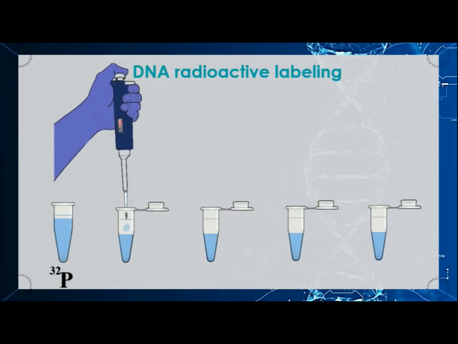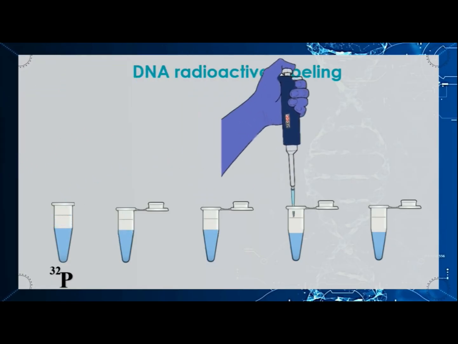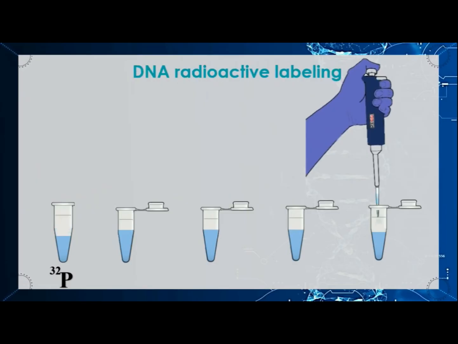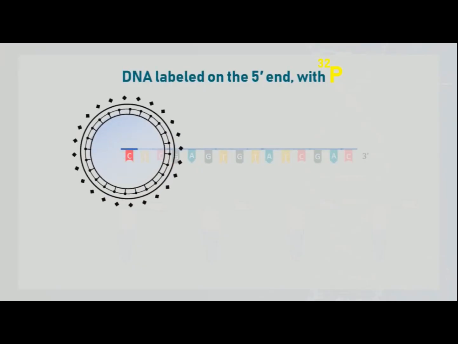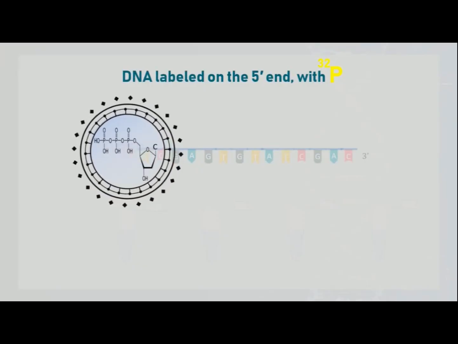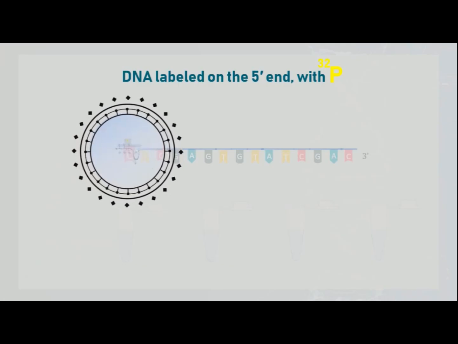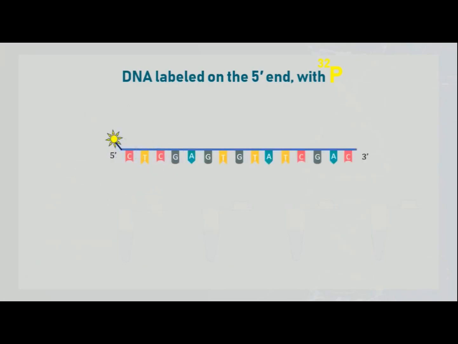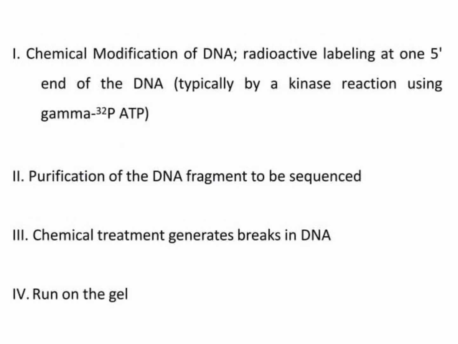First, you label the 5' end of the DNA, aliquot the DNA sample into 4 tubes, perform base modification reactions, then perform the cleavage reaction, perform gel electrophoresis, perform autoradiography, and you can see the results. So, chemical modification can be done by radioactive labeling at the 5' end with gamma P32 ATP, which is added by the kinase. Then purification of the DNA fragment to be sequenced. Chemical treatment generates breaks in DNA, and you run it on the gel.